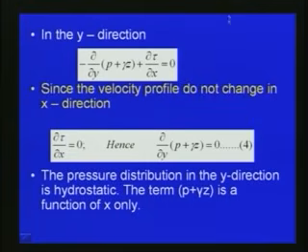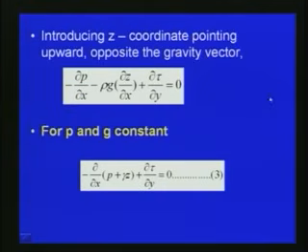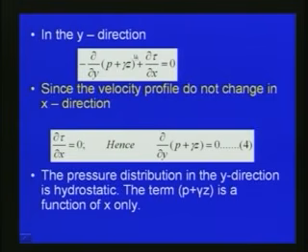Similarly, in the y direction we can write minus ∂/∂y of p plus γz, plus ∂τ/∂x is equal to 0. Since the velocity profile does not change in the x direction, ∂τ/∂x is equal to 0, and hence ∂/∂y of (p plus γz) is equal to 0. So we can say the pressure distribution in the y direction is hydrostatic, and the term p plus γz is a function of x only.